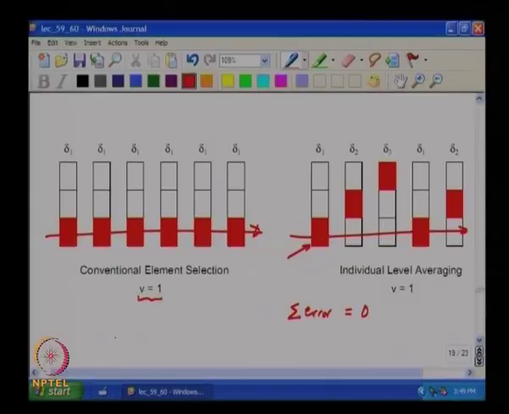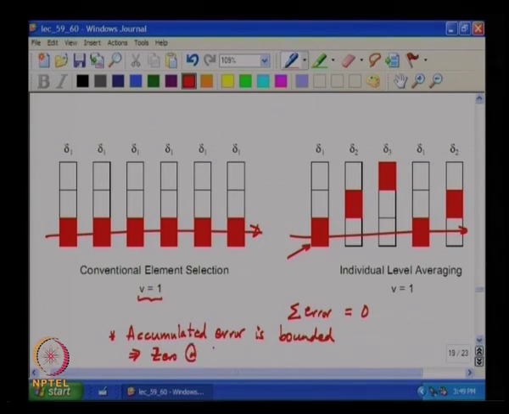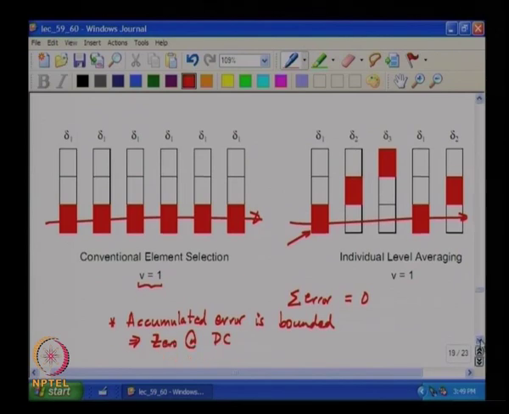So, that is the intuition for first order noise shaping. The accumulated error is bounded, which means 0 at DC, all right.